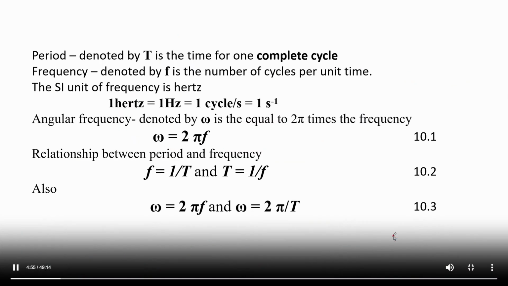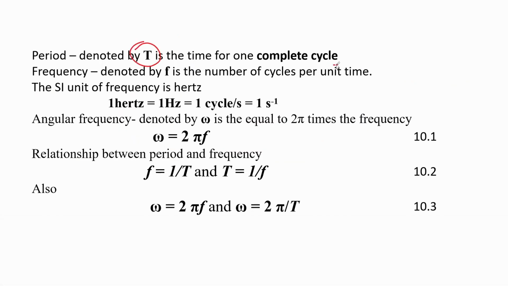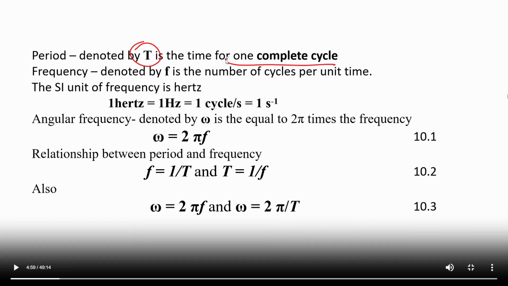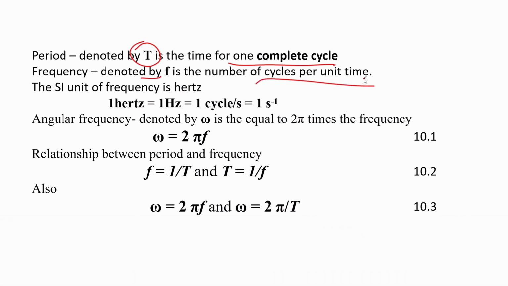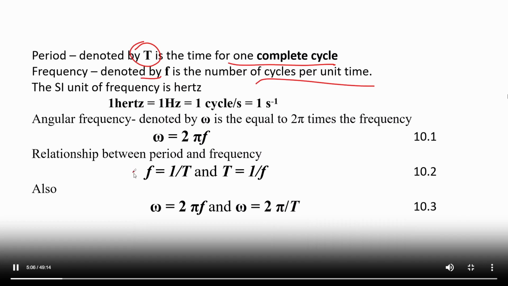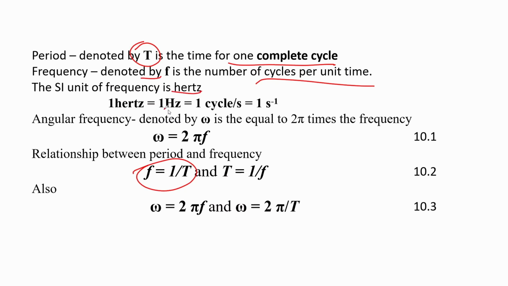Other terms: the period T is the time for one complete cycle. And you have the frequency. The frequency is the cycles per unit time, which is just 1 over the period. And the unit of frequency is the hertz. 1 hertz is equal to 1 cycle per second, or simply 1 over s, or s to the negative 1.